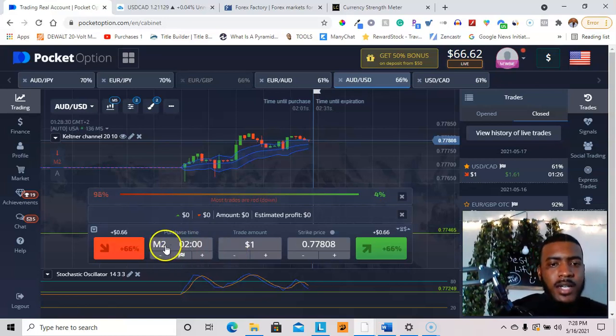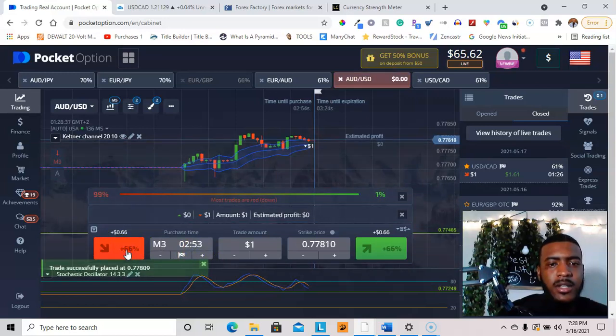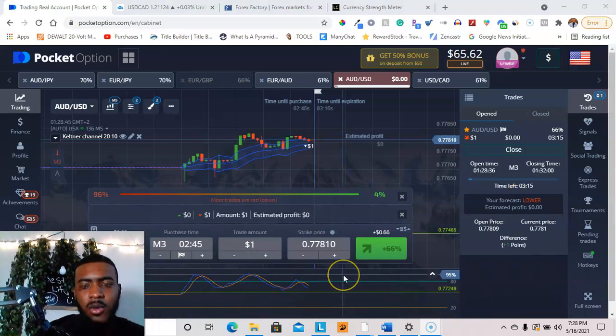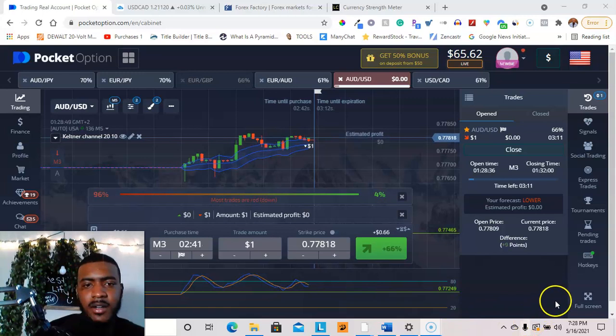So let's just take a dollar trade, and let's just say let's take another 3-minute trade, and say in 3 minutes it's going to finish less. Now this very well could go up, but I just want to show you guys another example. I don't really care whether it finishes in profit or not. It's just $1.